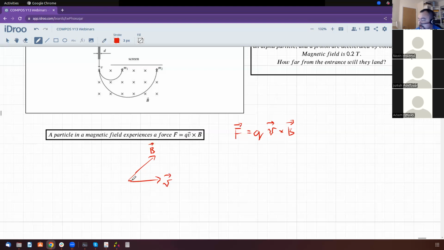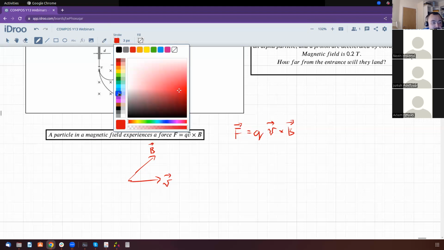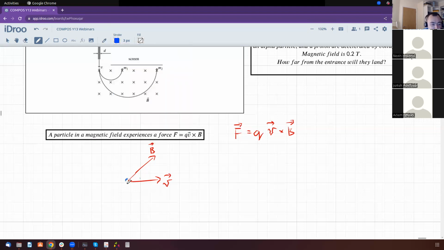And you were taught in school that you use the left-hand rule to find this. So the first finger is the magnetic field. The second finger is the direction of current. So if it's a positive particle, it's this way. If it's a negative particle, you need to reverse it. And the thumb indicates the direction of the force. So the force in this particular scenario would be out of the page.